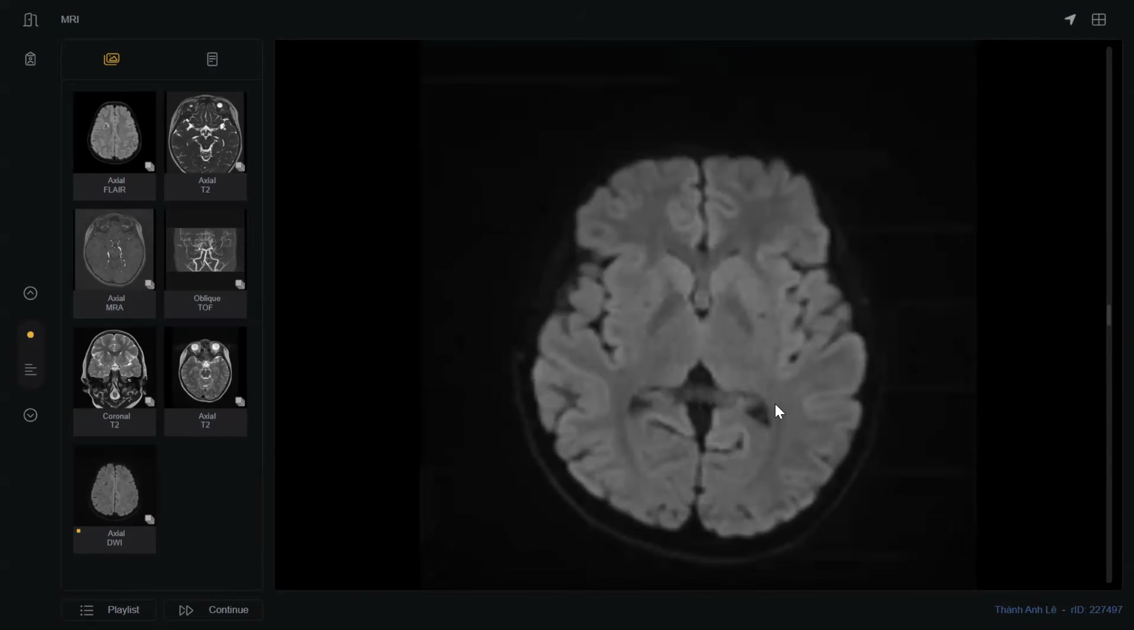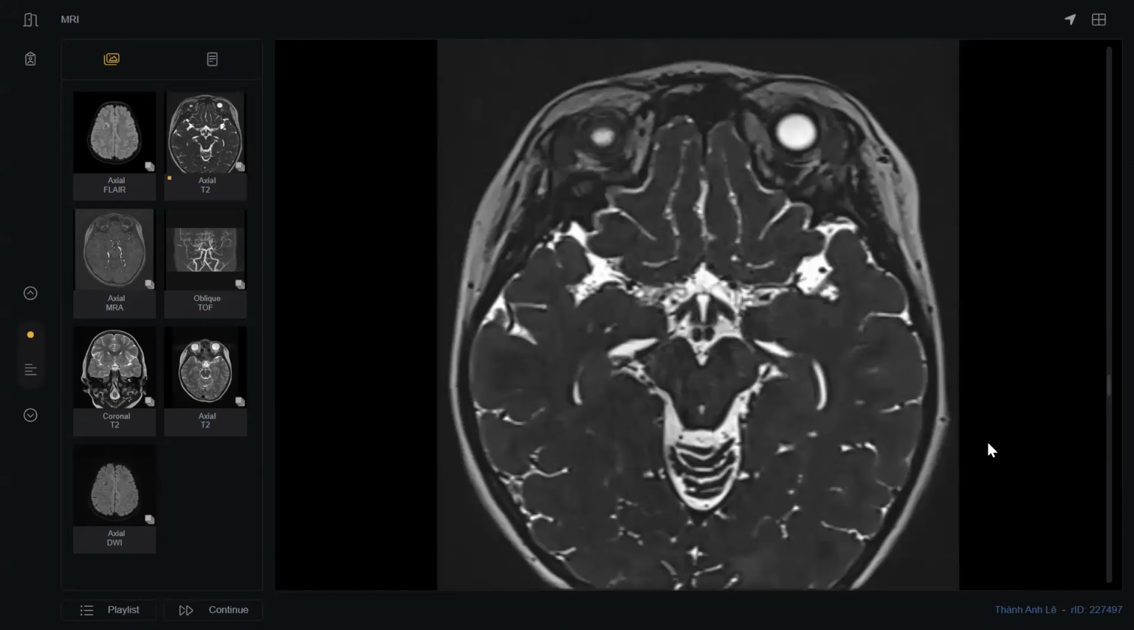I would like to have a look at the post-contrast images to see if we have any enhancement in these lesions, because these are not showing any mass effect, and these are multiple lesions.